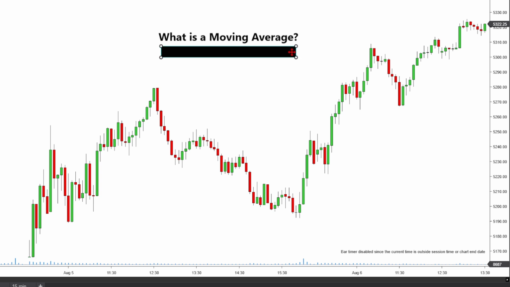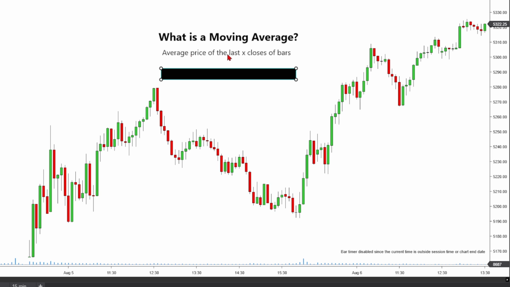So, what is a moving average? It's the average price of the last X amount of closes of bars. You can make the moving average be over the last 20 bars, for example, or if you wanted it to be a stronger indicator, you could use a larger amount of closes, like 100 or 200. Say we're using a 5 moving average, it would be these 5 bars here, these 5 closes, and the average price would be given of these last 5 closes. So that would be around here, the average price of those.